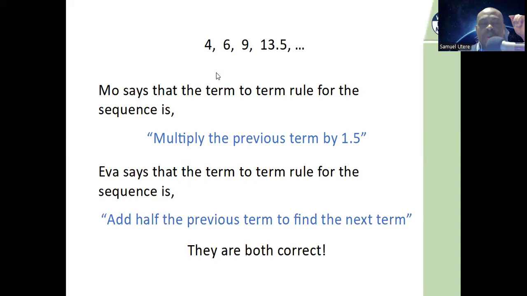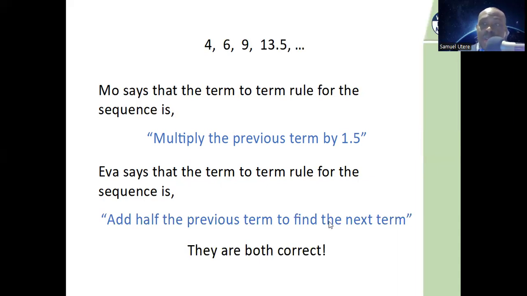So if we add half of 4 to 4, we'll get 6. If we add half of 6 to 6, we'll get 9. If we add half of 9 to 9, we'll get 13.5. So they are both correct.